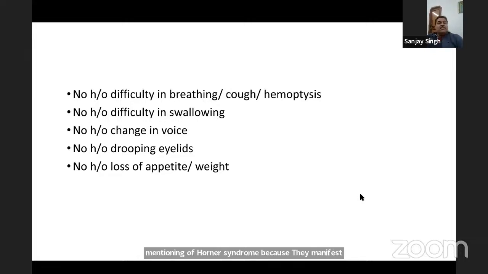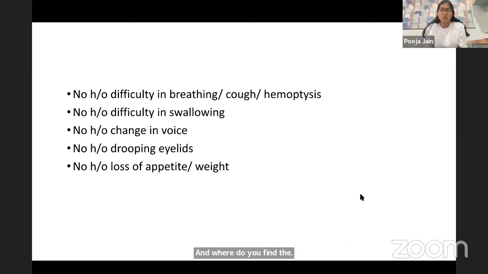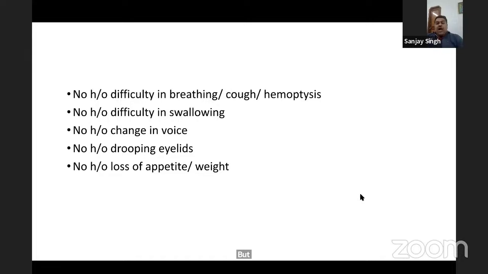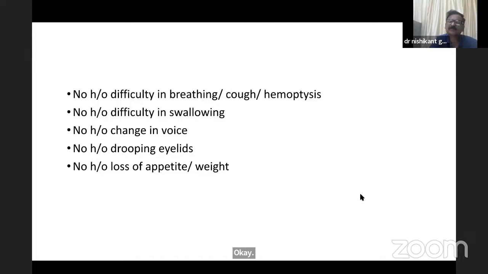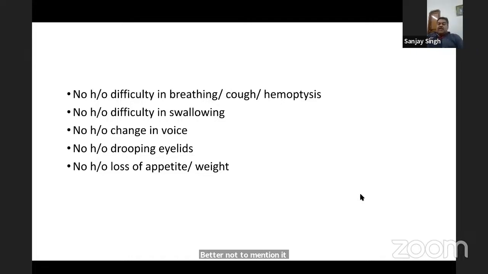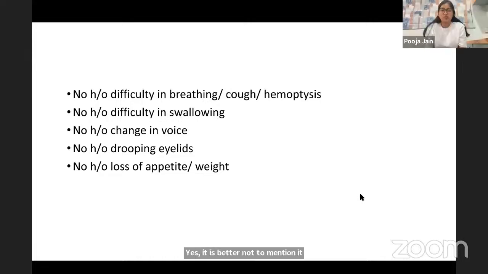And where do you find such lymph nodes? Sir, in the posterior triangle. Definitely, posterior triangle. Better not to mention it. Okay, sir. Yes, it is better not to mention it. It's not required.